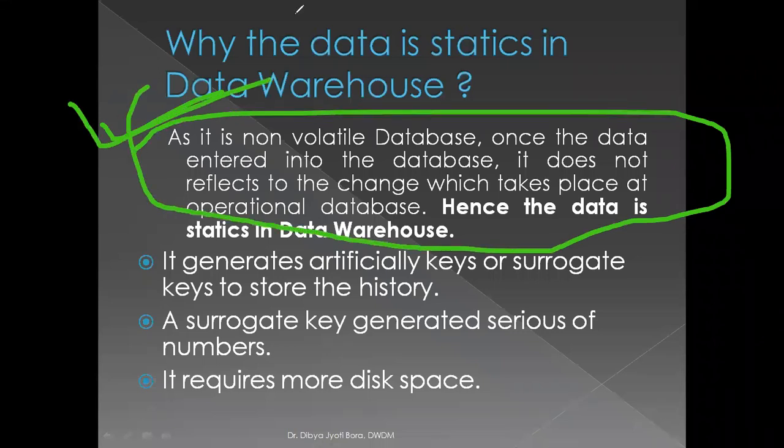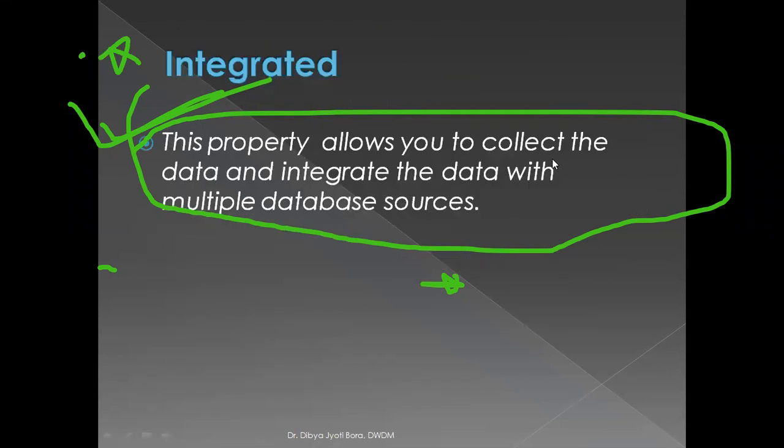It generates surrogate keys to store the history. Remember, history is very important with respect to our data warehouse. A surrogate key is a generated series of numbers. It requires more space. But what you need to consider in this slide is the static nature of our data in the data warehouse.